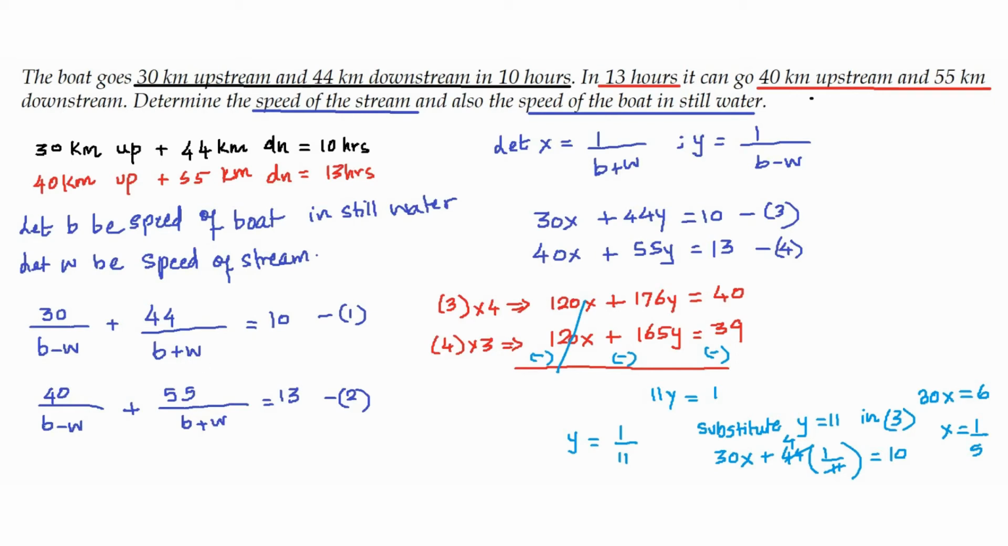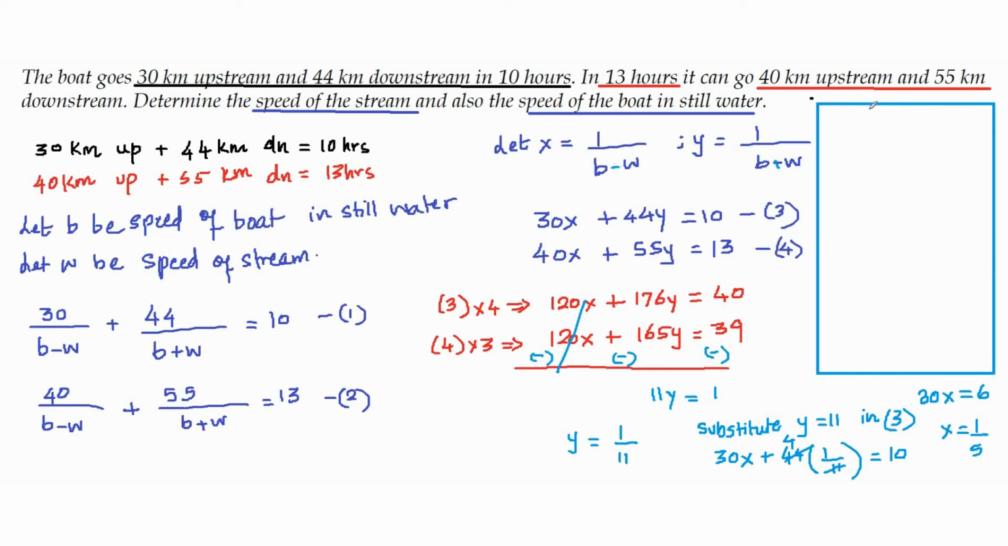By the way, it looks like I made a mistake in the substitution. X should have been 1 by b minus w and y should have been 1 by b plus w, right? So this should have been minus and this should have been plus. So now I'm going to substitute the values of x and y and get the values of b and w. So let's do it over here.